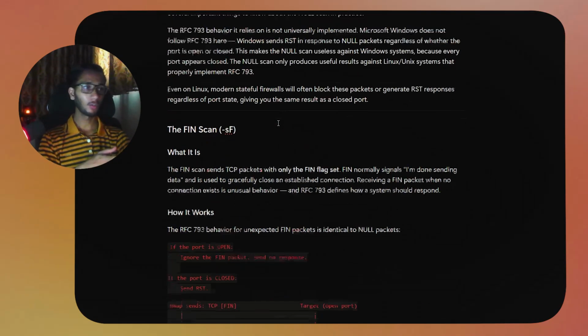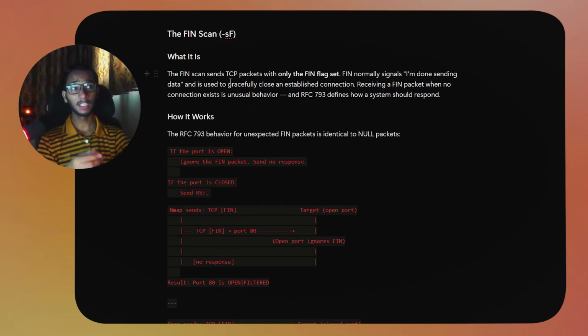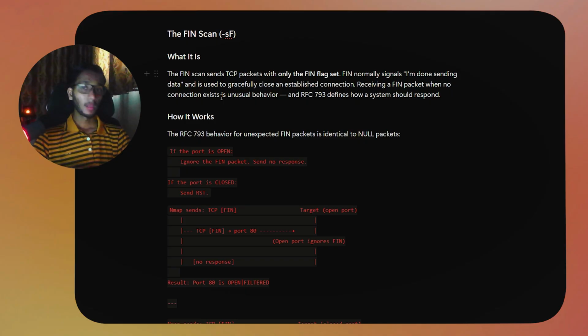Okay, now let's talk about the FIN scan. The FIN scan sends a TCP packet with only one flag set, which is the FIN flag. FIN means finish, which says that I'm done sending data and now we need to close the connection. So it sends a TCP packet with the FIN flag set. And when there is no established connection and you send a TCP packet with the FIN flag set, it is very unusual.